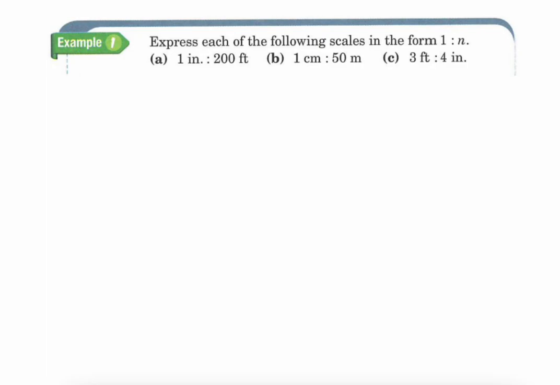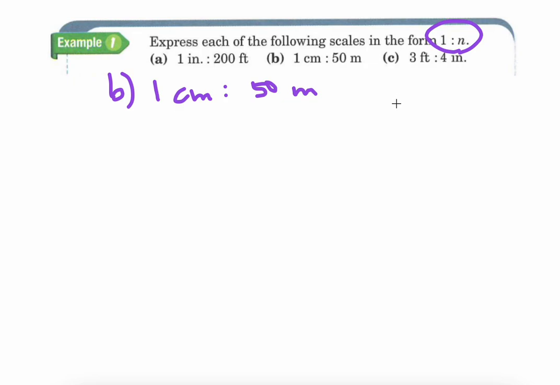Okay, let's look at B. B is using the same concept. So for B, they have 1 centimeter corresponds to 50 meters in real life. So this is what the map shows. This is what's in real life. We need to put it into the form of 1 to n.